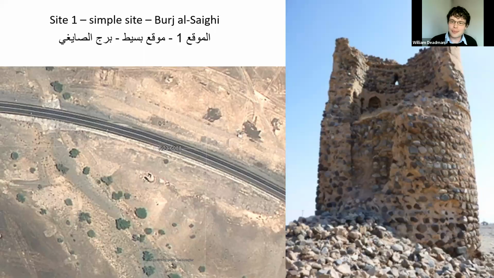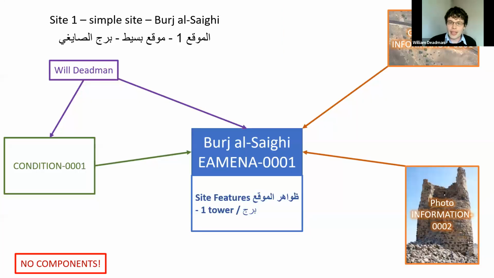It all sounds quite abstract, so I thought I'd provide a couple of examples just to illustrate how we record sites. This is the site of Burj Al Saigi, which is an isolated mud brick tower in northern Oman, where I've done some survey. You can see it there on the satellite imagery and on the site photo. Just to stress, there's no right way to record a site, but this would be a reasonable option based on the information that I had available.